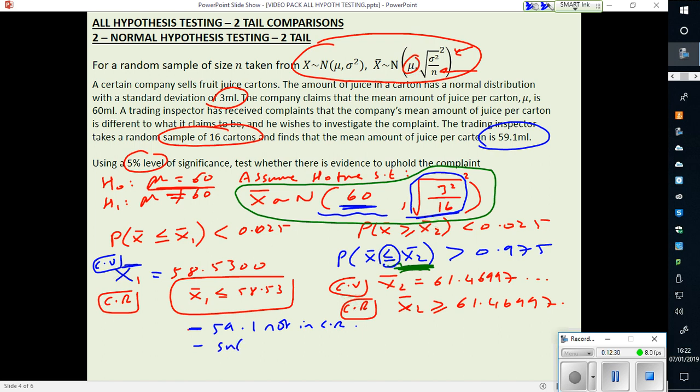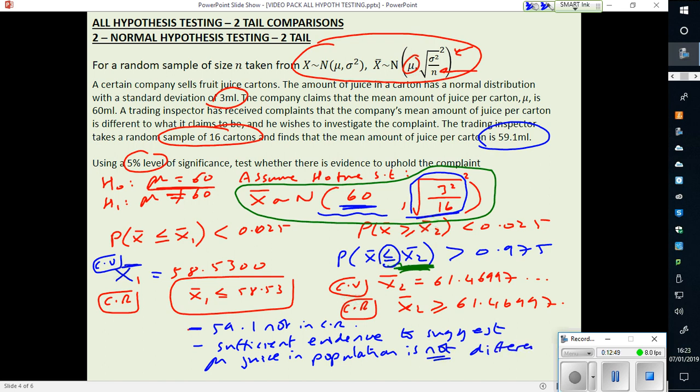Therefore, there is sufficient evidence to suggest the mean juice in the population, that's the important thing, is not different to 60, because that was the original thing, it said 60. And then the last point is, do you accept or reject H0? So we will accept H0 because nothing's changed. It wasn't in the critical region. Okay, so that's all old hat. We've done that stuff before.